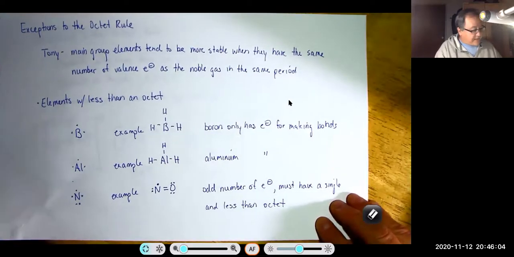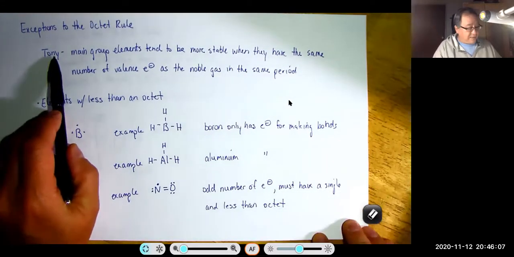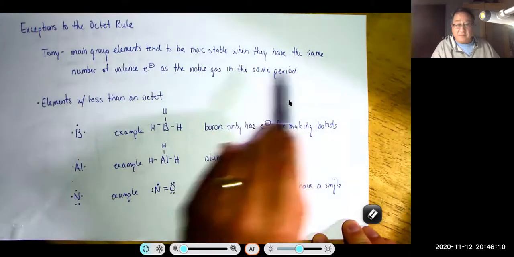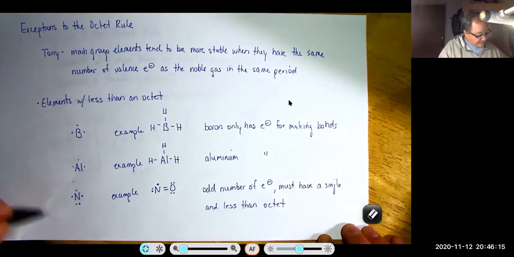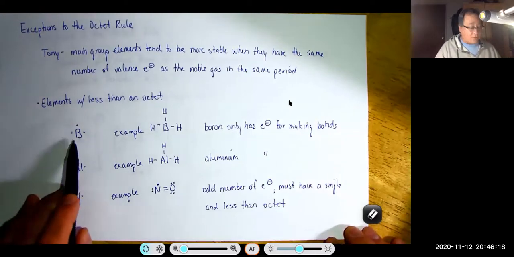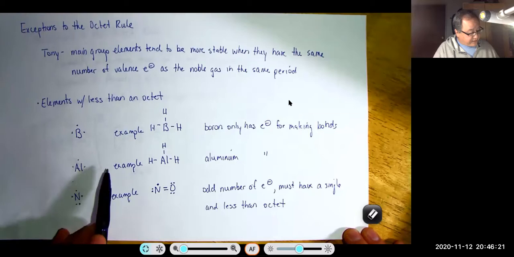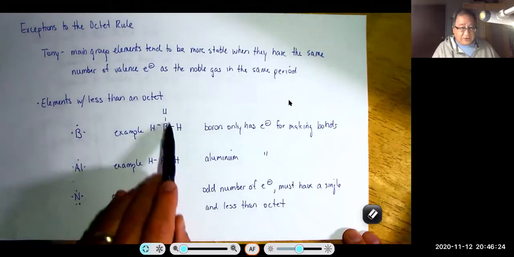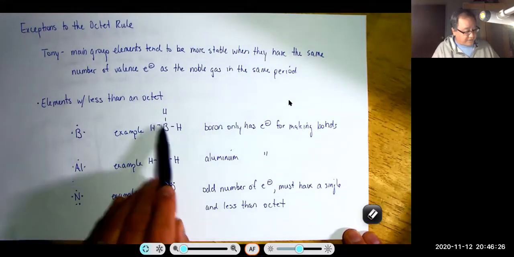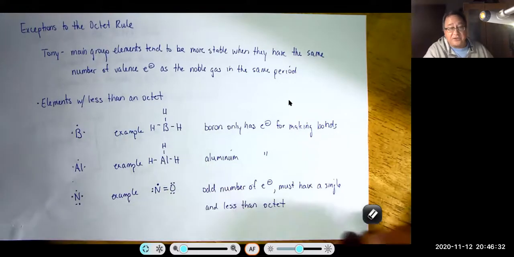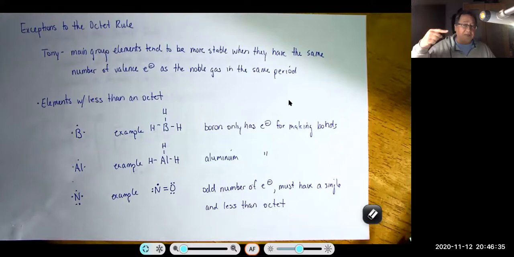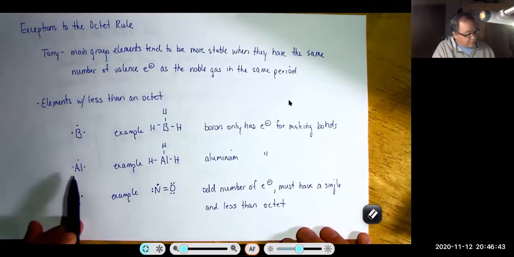So again, this is my explanation of the octet rule. Main group elements tend to be more stable when they have the same number of valence electrons as the noble gas in the same period. So elements with less than an octet, we'll start off with boron. Boron has 3 valence electrons, and so therefore it can make 3 bonds. So here it's making 3 bonds with hydrogen. And the reason boron is okay with only 6 valence electrons is because it only has 3 to start with. So if each hydrogen brings in 1 valence electron, and it has 3 to start with, 3 plus 3 is 6.